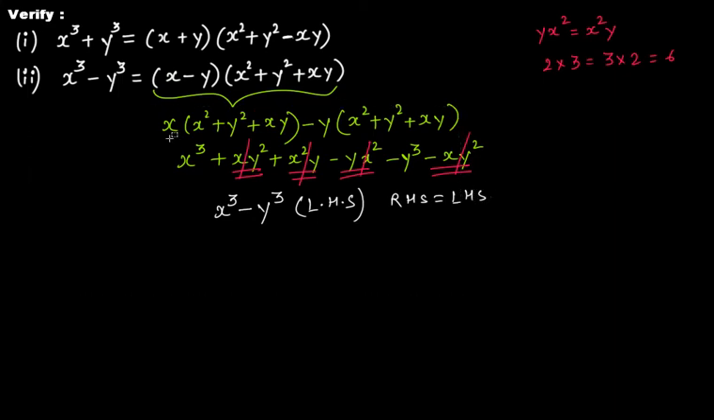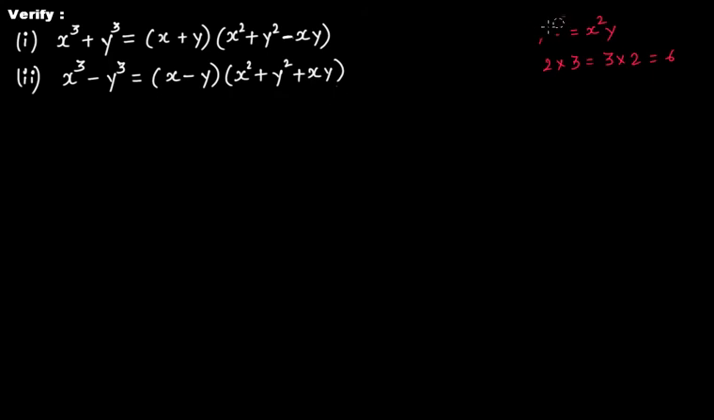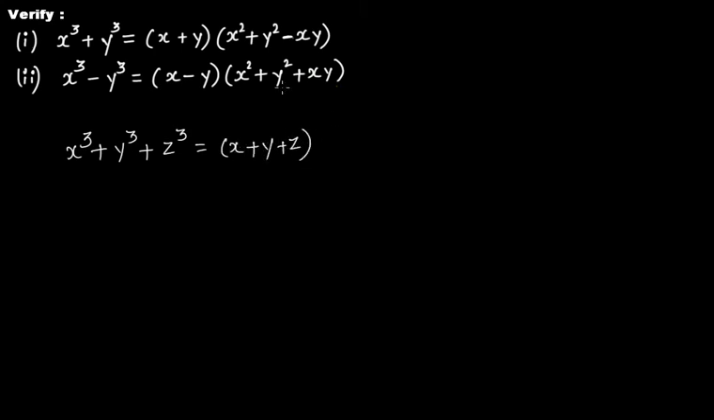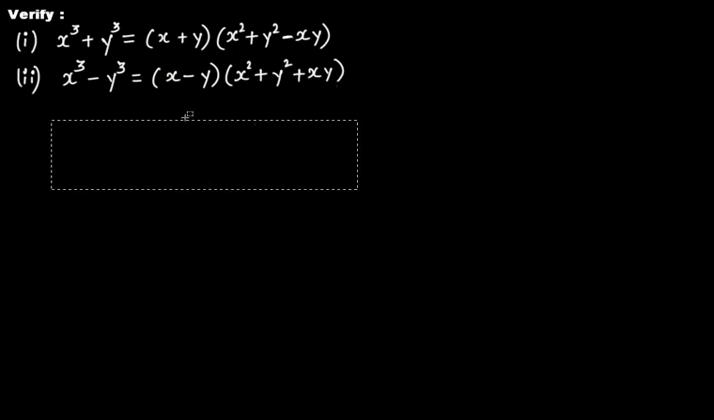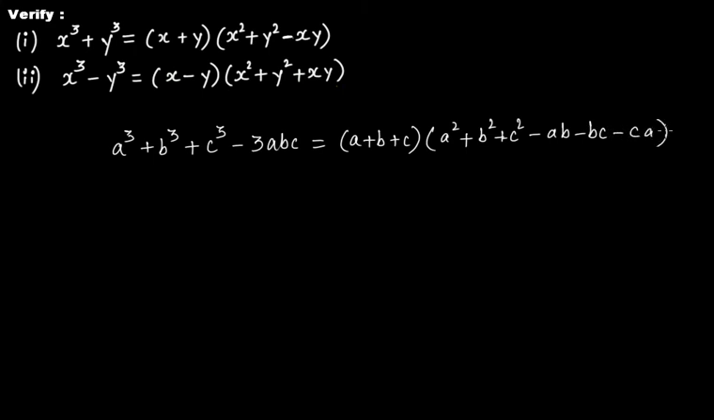Okay, now one important discussion. I said that when you'll move to higher grades, then you'll use these identities very frequently, and in fact in your competitive exams. So how to remember it, right? The easiest way is, we all know that a cubed plus b cubed plus c cubed minus 3abc is equal to a plus b plus c multiplied by a squared plus b squared plus c squared minus ab minus bc minus ca. Right? Okay.